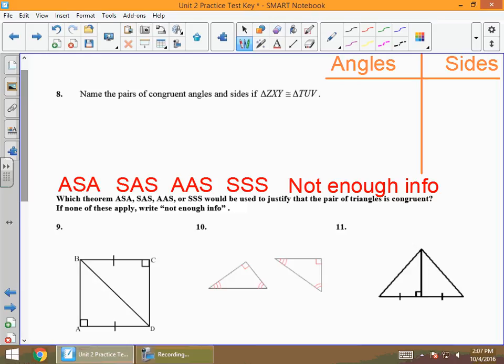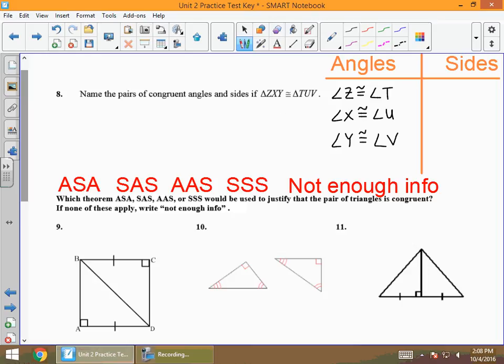In the first triangle, angle Z falls in the first location. For the second triangle, TUV, T falls in the first location. So angle Z is congruent to angle T. And the second location is X, and the second location in the other one is U. So angle X is congruent to angle U. And then in the third position is Y, and the third position is V, so angle Y is congruent to angle V.